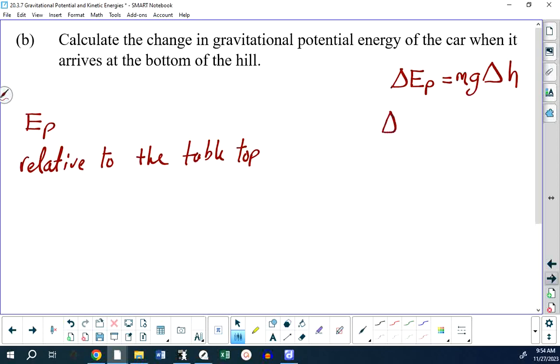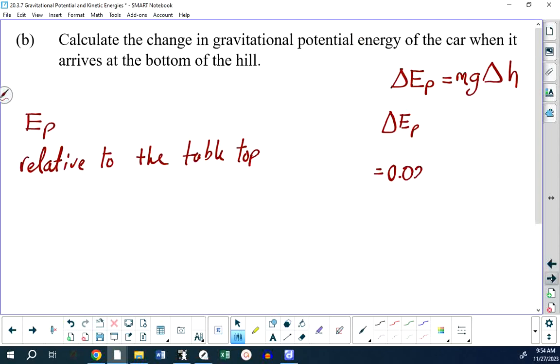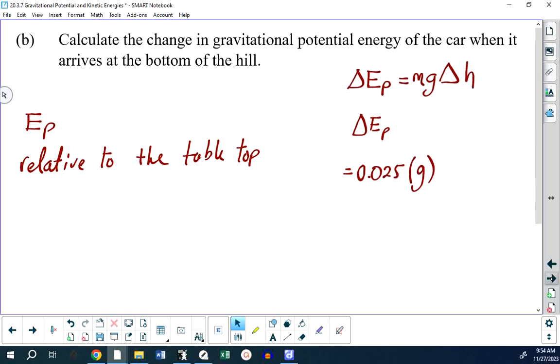And this is going to be the mass, and look at that again, 0.025 kilograms, multiplied by g, which we all know the value of, multiplied by, and I know that some of you are going to think what I'm about to write is overkill. But bear with me.